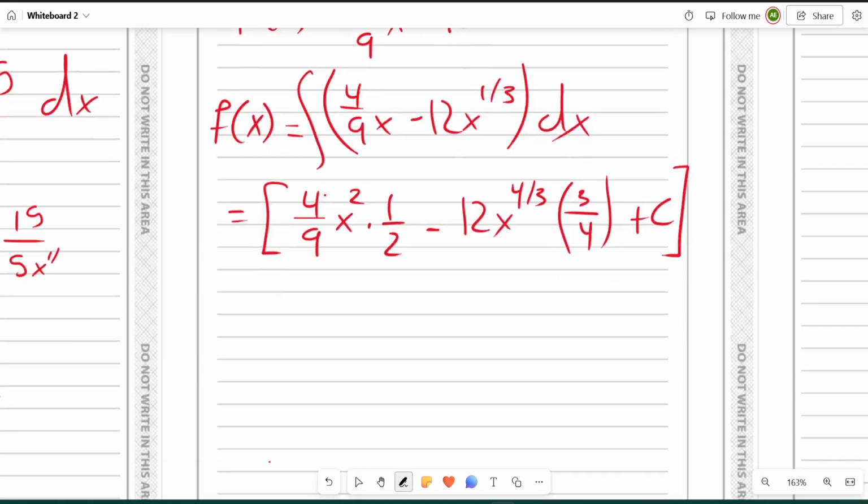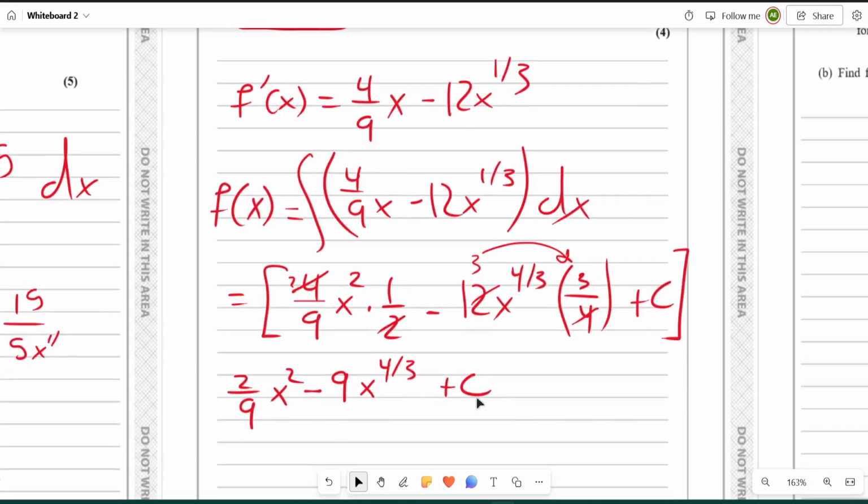So let's simplify real quick. 4 and 2 will cancel. This becomes 2. So this is 2 over 9 x squared minus 12 and 4 will cancel. It becomes 3. 3 times 3 is 9. So it's going to be minus 9 x power 4 over 3 plus c. So now this is f of x. Am I done? No, I still don't know what is c.